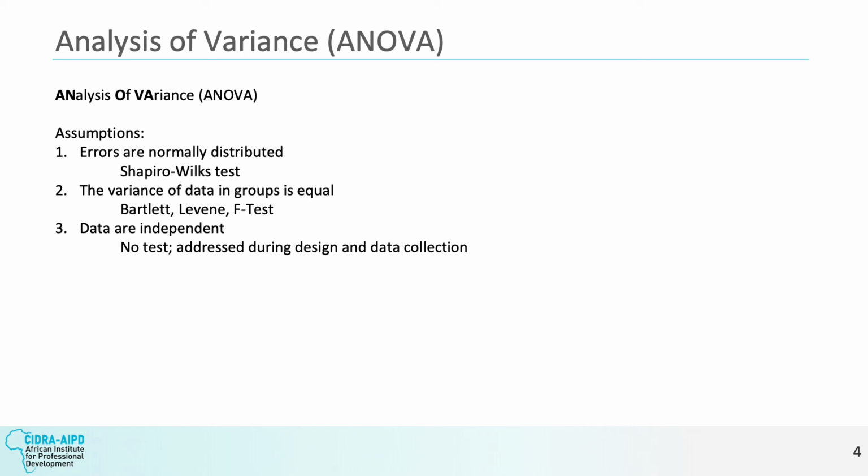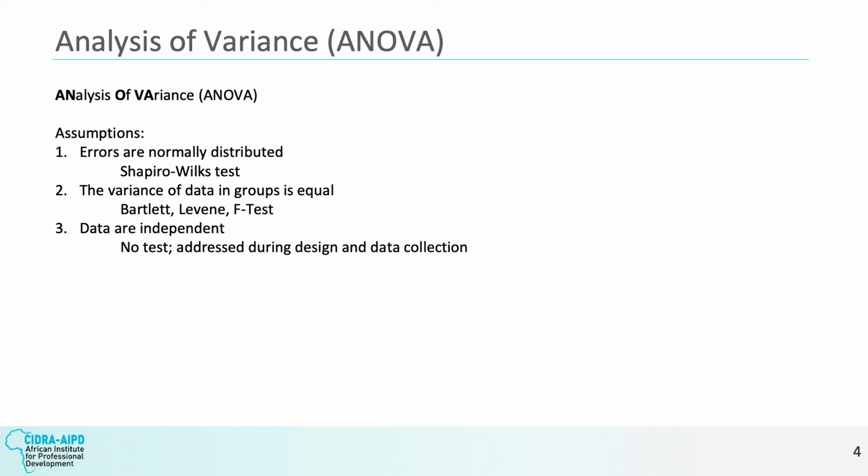ANOVA requires that three assumptions are met. First, that the errors, or residuals, between your expected and observed values are normally distributed. We can test for normal distribution of errors using several different tests, but the most common one is the Shapiro-Wilk test, which we'll consider in a moment.